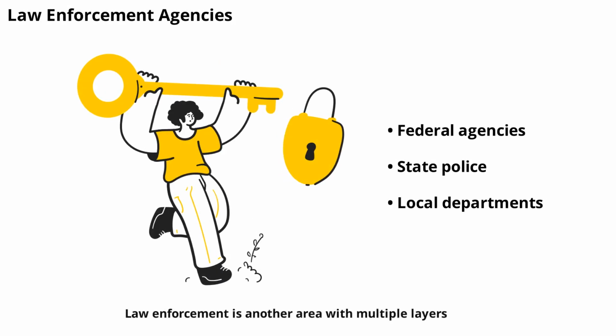Law enforcement is another area with multiple layers. The federal government has agencies like the FBI and DEA. States have highway patrols and state police, and local governments have police departments and sheriffs. These agencies often work together to keep communities safe and enforce the law.